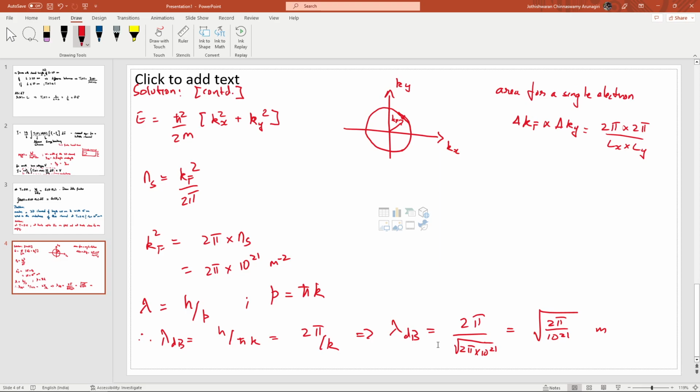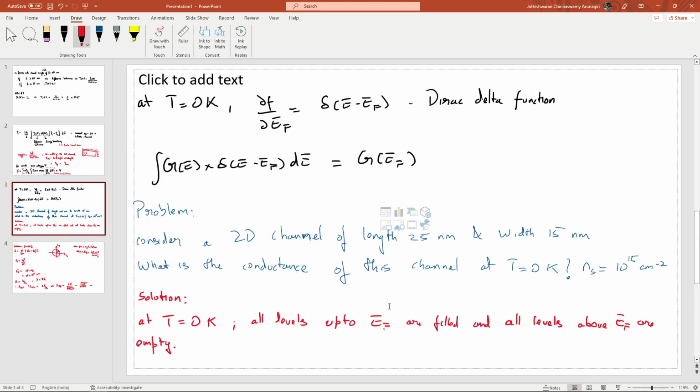Have I done this correctly? Yeah, I think, okay, yes. I think I know what the mistake is. Let me just make one small modification here. Yeah, 10 to the power 15 is a bit too much for a 2D system. So things were becoming slightly problematic.